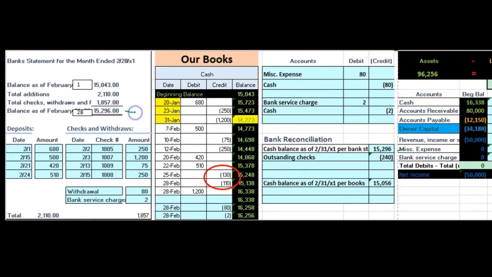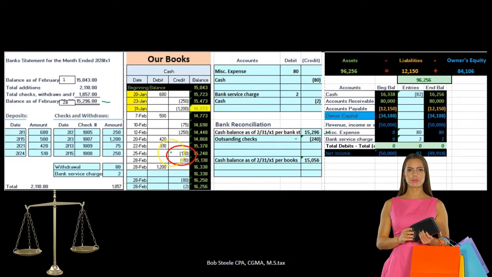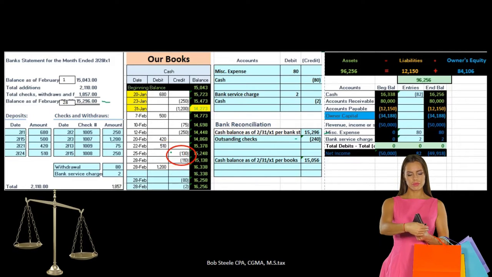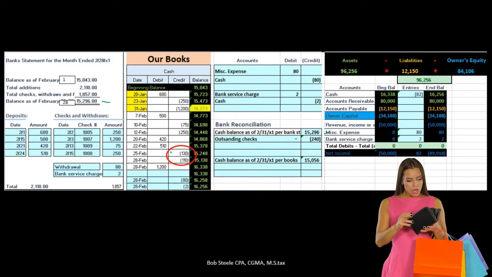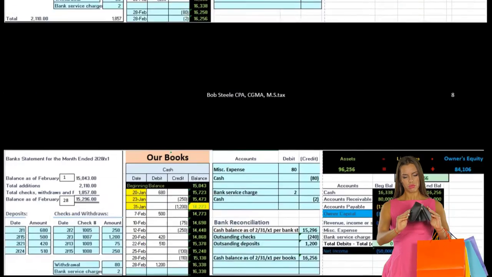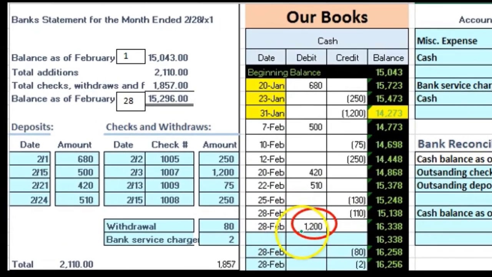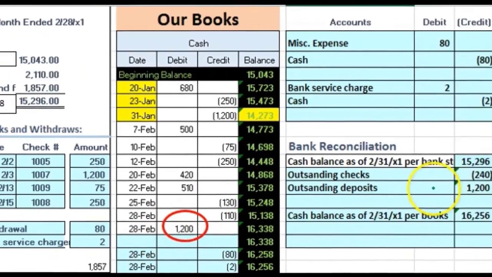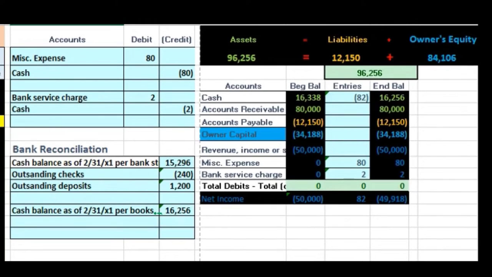So here's what the bank had. We're going to say, hey, these checks were outstanding. We know exactly what they are. They were made at the end of the month, so it would make sense that the bank has not yet had time to process those. They will be processed next month in March. We have the same thing for the outstanding deposits. This one was made at the end of the month. Therefore, it has not cleared the bank. That would be expected. Therefore, we can see this is the bank balance that we can then adjust by those outstanding items to our balance, and we tie out here.